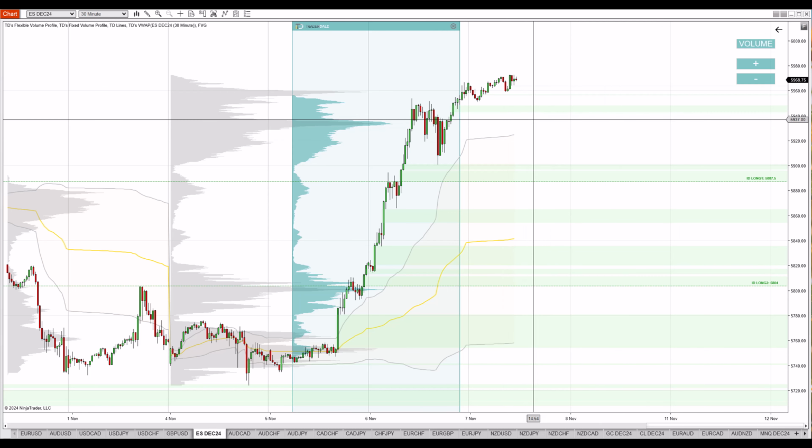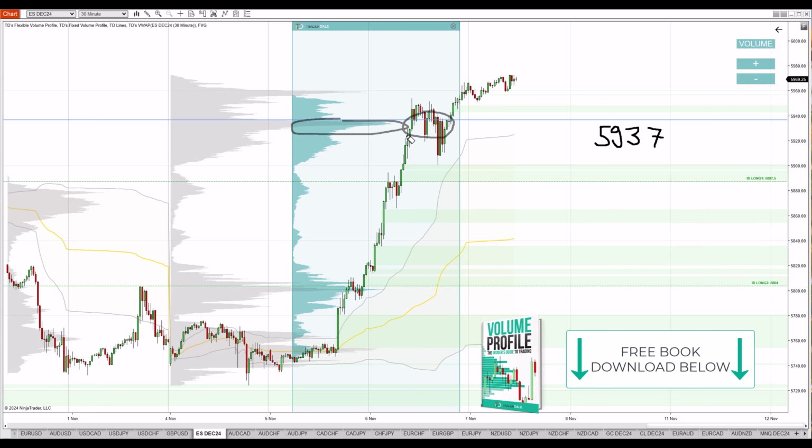So let's start with the first one. Let me draw a line here. The first level is around 59.37, and this support zone is based on those heavy volumes. Those volumes were formed in here as the price was pushing upwards, and it appears that strong buyers were adding massively to the long positions here.